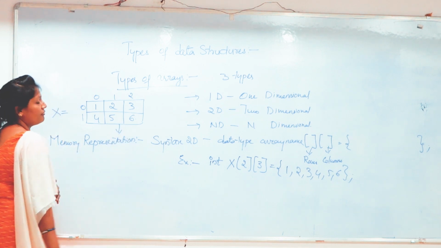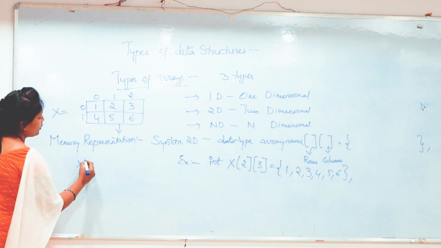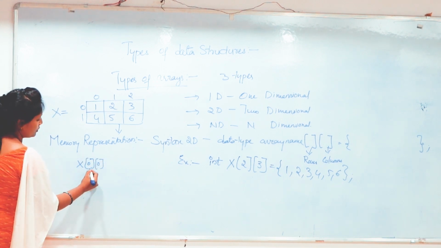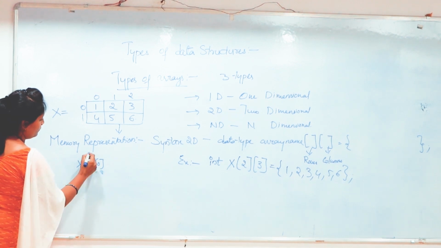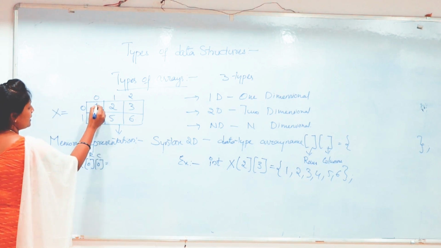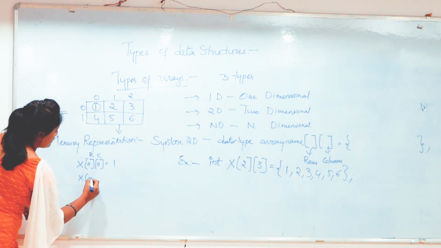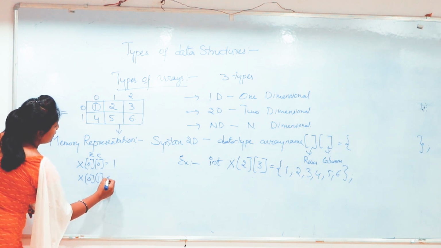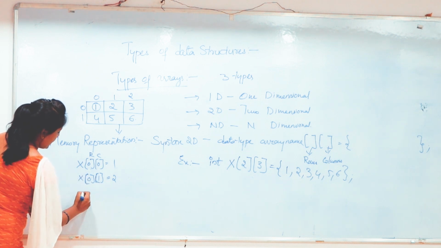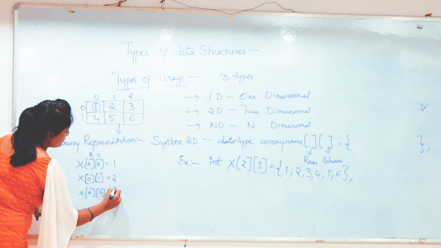Memory representation of a two-dimensional array. The array name will be the same for all the rows and columns, and the initial element is X of 0, 0, where this is the row and this is the column, and that element is 1. X of 0, 1, here the element is 2. X of 0, 2, the element is 3.